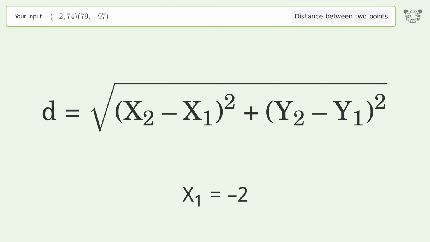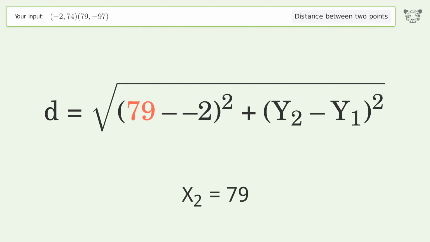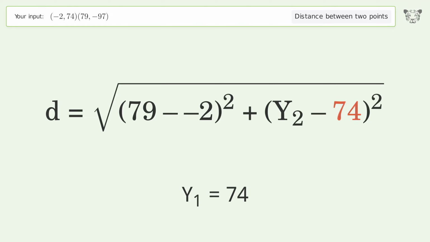x1 equals -2. x2 equals 79. y1 equals 74. y2 equals -97.